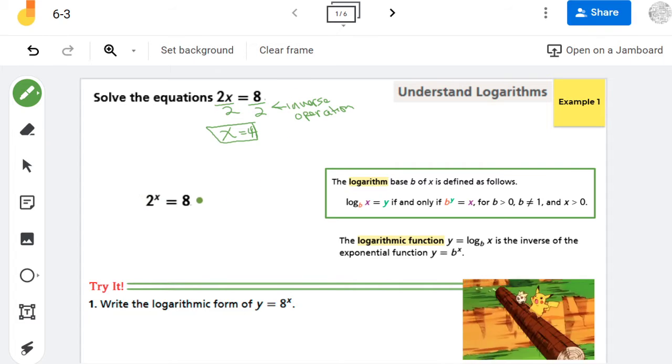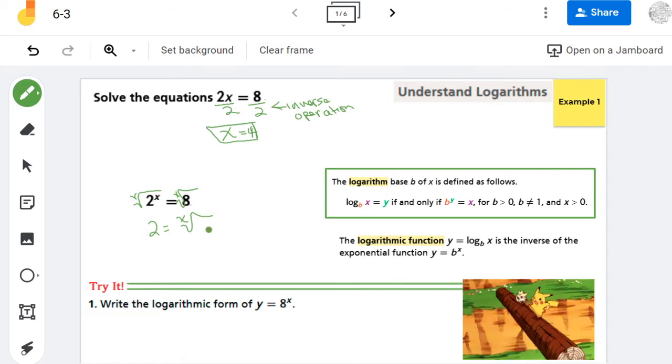So now let's take a look at this one. Here, my variable is in the exponent, so I have 2 raised to some power. Now, this is saying I could take an x root, that's the opposite of an exponent. But that would leave me with 2 equals the x root of 8. Logically, I could do that. I know that 8 is 2 cubed, so I sense that x is 3. But really, this doesn't get me anywhere, does it?